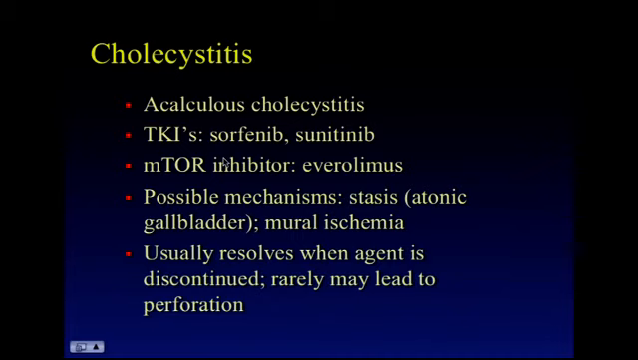Here are some of the offending agents: tyrosine kinase inhibitors, sorafenib, sunitinib, everolimus, an mTOR inhibitor. And in all of these, we think that the mechanism is probably stasis or an atonic gallbladder, and this may lead to mural ischemia. And generally, the symptoms resolve and the gallbladder function returns when the agent is discontinued.